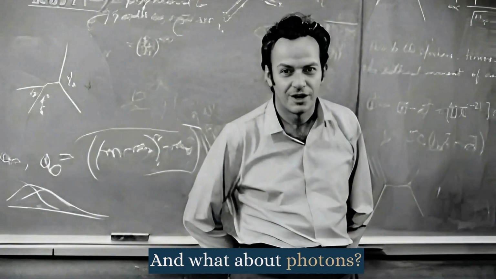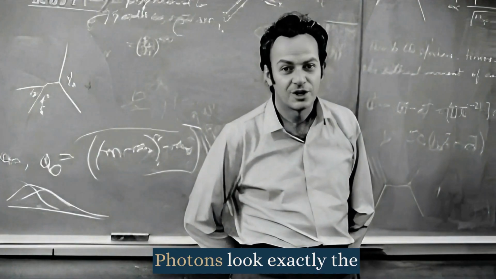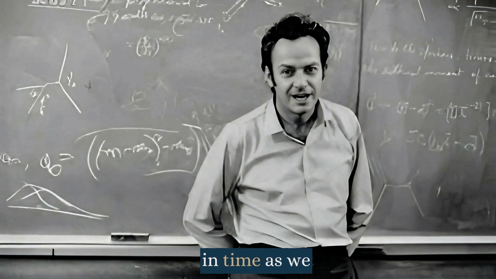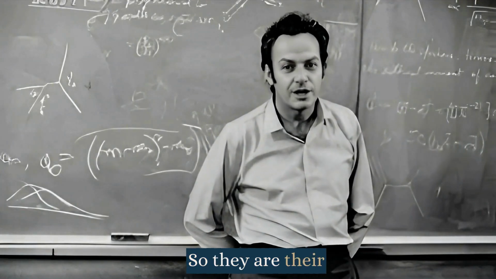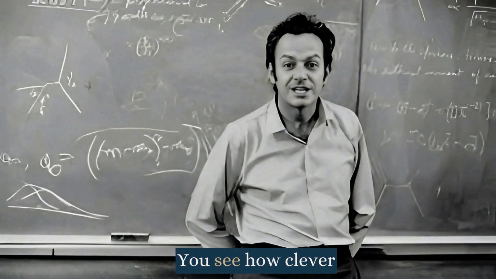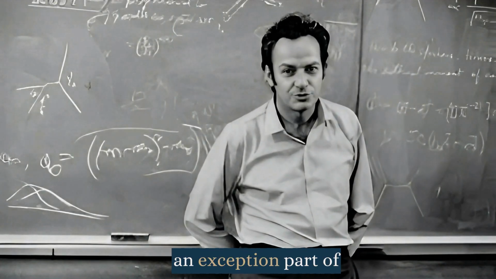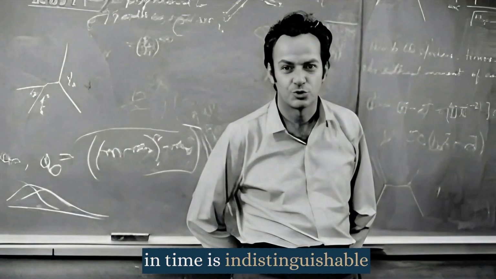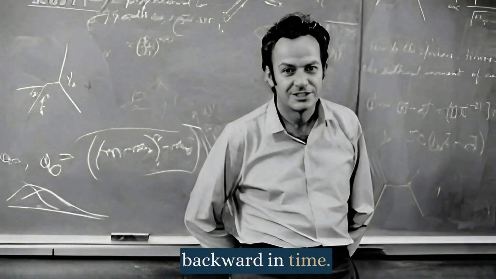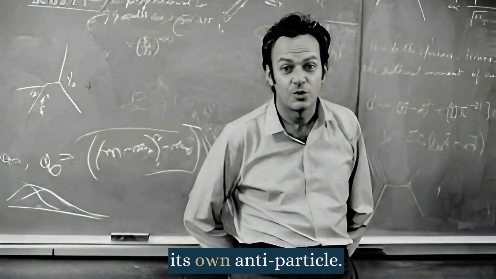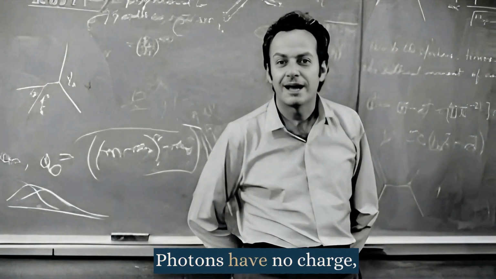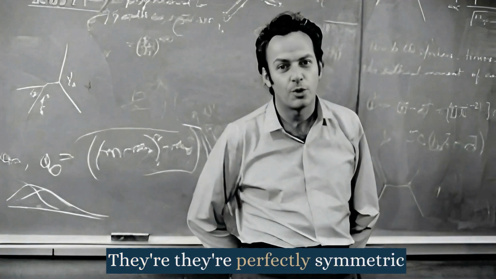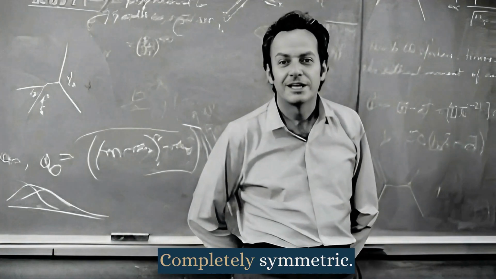And what about photons? This is interesting. Photons look exactly the same in all respects when they travel backwards in time, as we saw earlier. So they are their own antiparticles. You see how clever we are at making an exception part of the rule. A photon moving forward in time is indistinguishable from a photon moving backward in time. So it serves as its own antiparticle. Photons have no charge, no distinction between particle and antiparticle. They're perfectly symmetric in time, completely symmetric.